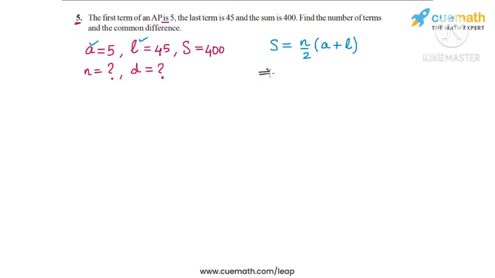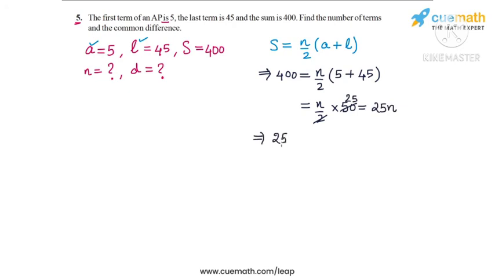So let's plug in the values. So S is 400, equal to N by 2 times A plus L. So A is 5, L is 45, so 5 plus 45. So this is equal to N by 2 into 50, and if we divide by 2 we get 25, so we get 25N. So the equation we get in N is 25N is equal to 400. This means that N is equal to 400 by 25, that's equal to 16. So N is equal to 16, that means the number of terms in the AP is equal to 16.